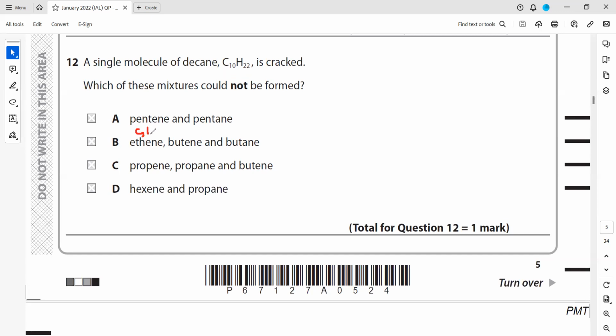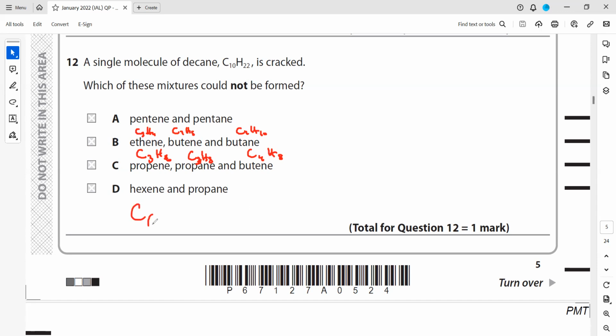When we check this, C2H4, C4H8, and C4H10. So the sum of hydrogen is 12, 22, and 2, 4 and 4, so again it will be 10 carbons. Propene C3H6, propane C3H8, and butene C4H8. Because propene is there, so 6 hydrogen, propane is there, 8 hydrogen, makes 14, and 14 plus 8 makes 22, and 3 plus 3, 6 plus 4 makes 10.